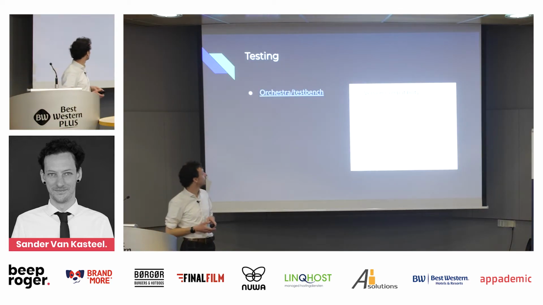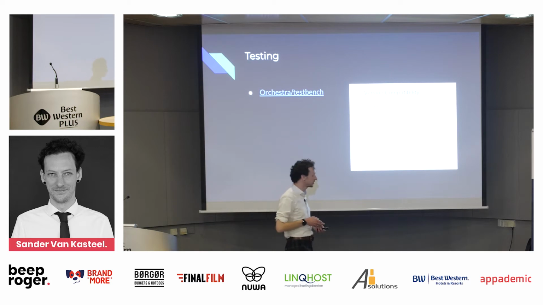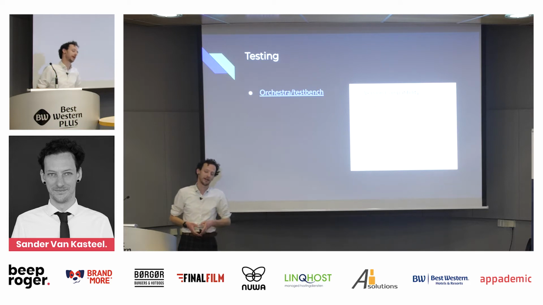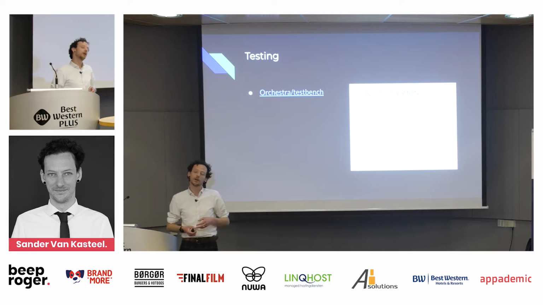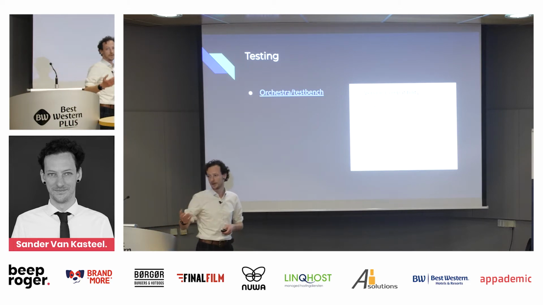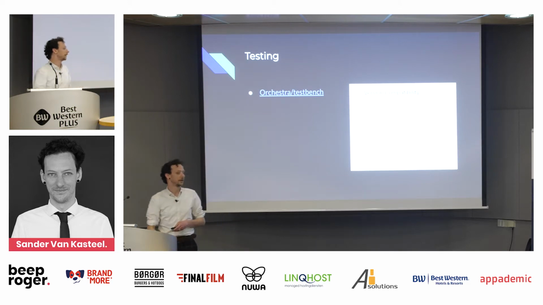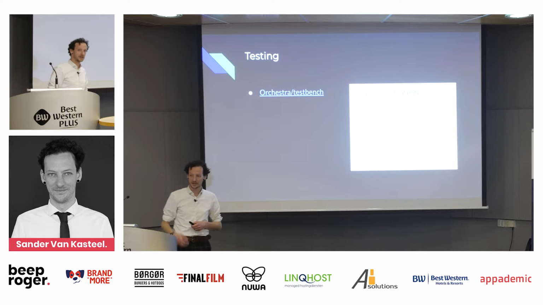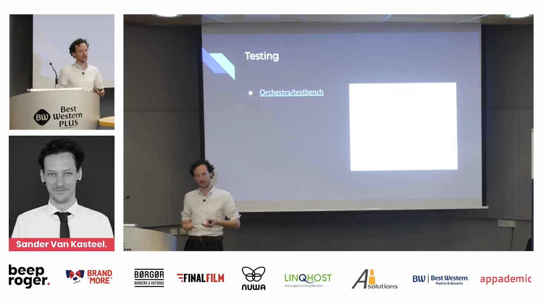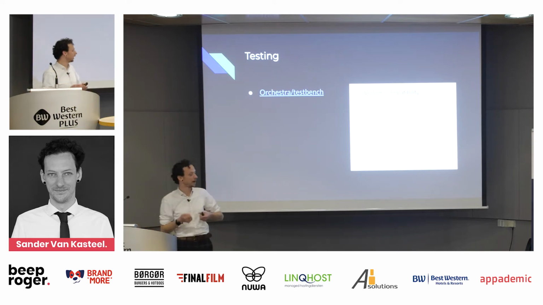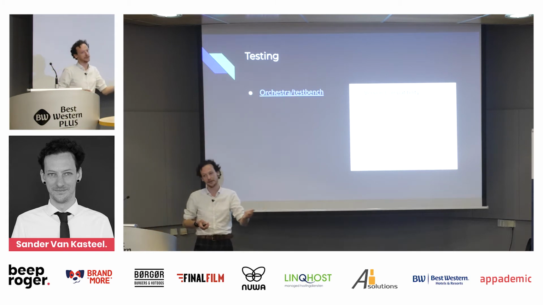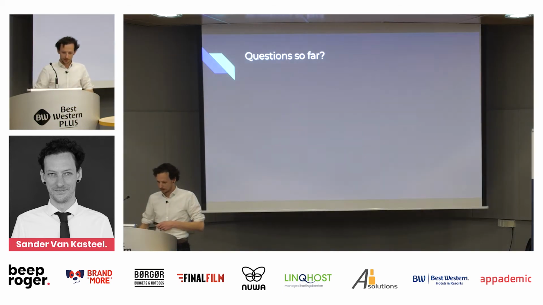For testing, we have Orchestra Testbench. Testbench is a tool which helps you test out your package against certain Laravel versions. So Testbench will help you set up any database environments if you have it, make any connections towards your database. It can also help you set up caching. It kind of fakes being installed in a Laravel application, and in that way you can test out, does your package still run against, for example, Laravel 7, Laravel 8, if you support that. Any questions so far?